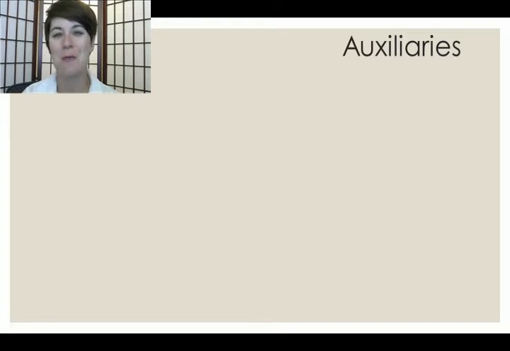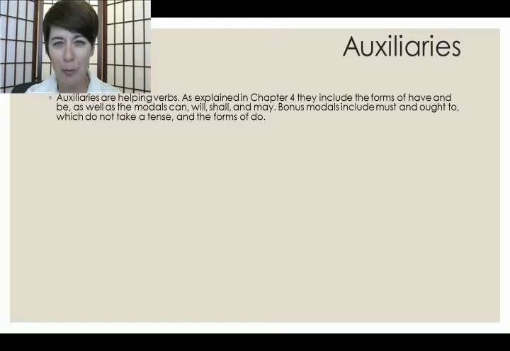Yay, auxiliary verbs. So auxiliary verbs, in distinction to the kinds of verbs we've learned about just a little bit so far, transitive verbs, intransitive verbs, auxiliary verbs are helping verbs. We will learn a bit more about this in Chapter 4, believe you me, but they are going to include the forms of have and be, as well as the modal verbs can, will, shall, and may. There are also bonus modals like must and ought to, which don't take a tense, and the forms of do.